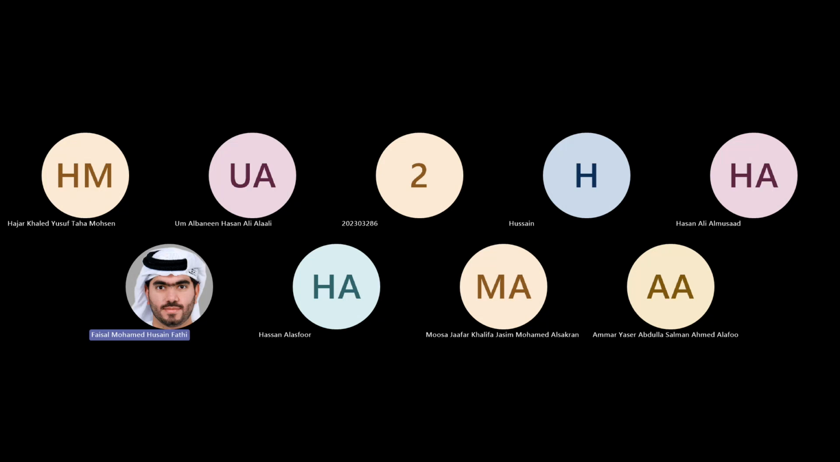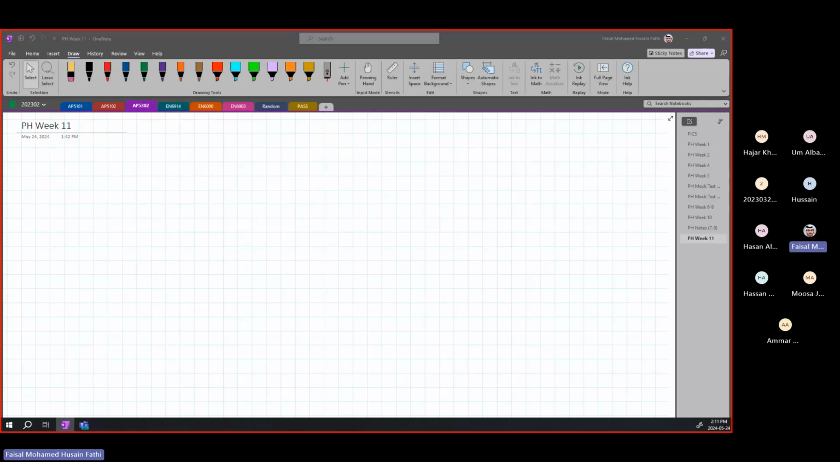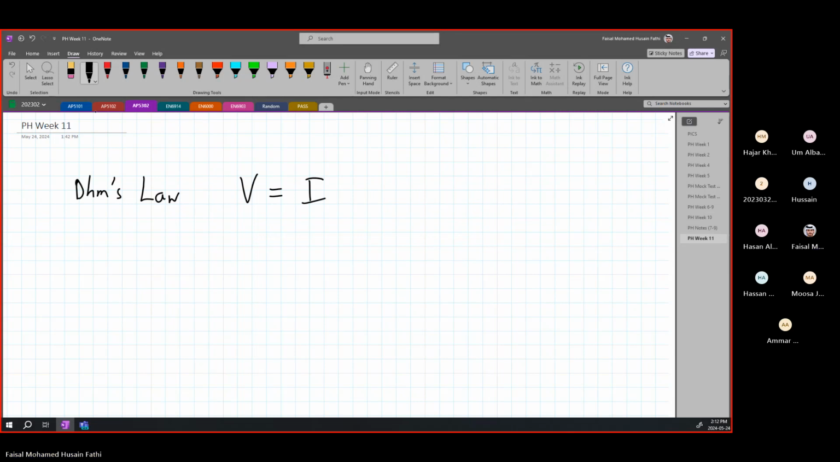Okay, so a quick recap on what I did with you guys last week, which is when we started electrical. Remember, we looked at a few rules in electricity. The most important rule is Ohm's law, which was V is equal to IR, where V is the voltage.